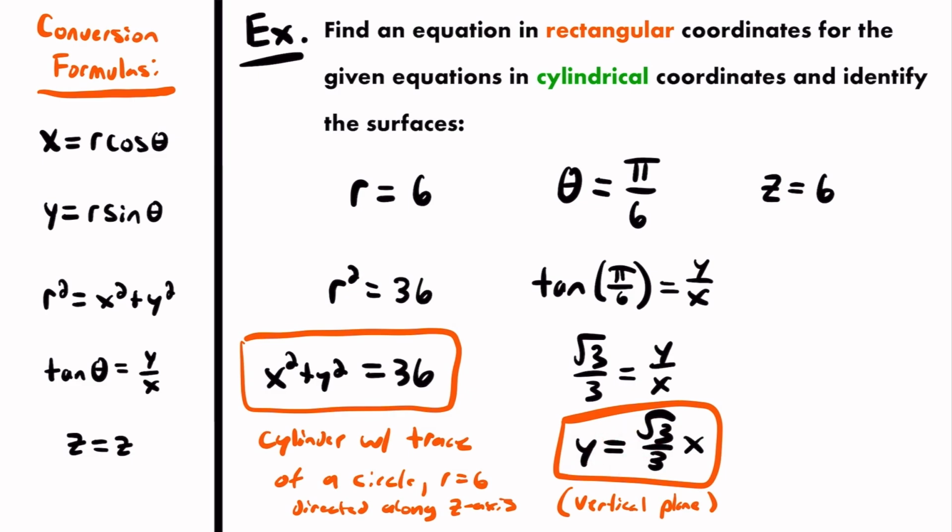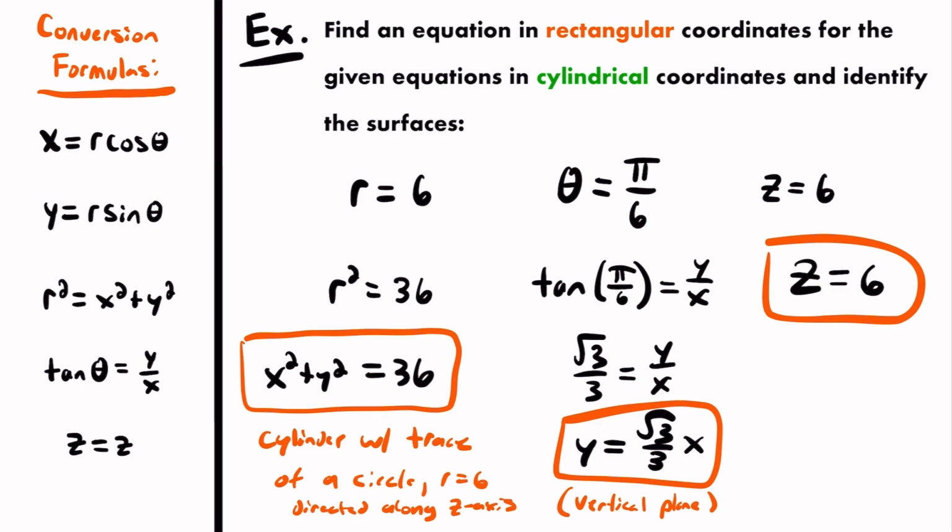represents a vertical plane. Now, moving on to our last equation, we have z equals 6. Once again, don't think too hard about this. We already did this from rectangular to cylindrical, but now we're doing the opposite, and nothing changes here, right? Z is just equal to z. So this is the equation in cylindrical, but it's also the equation in rectangular. It's just z equals 6. That's it.